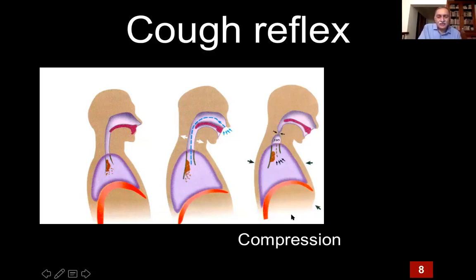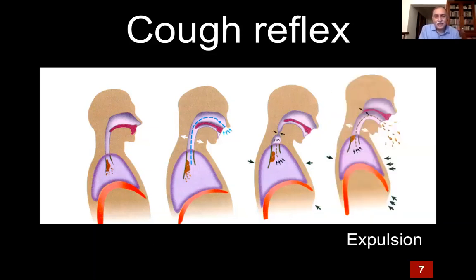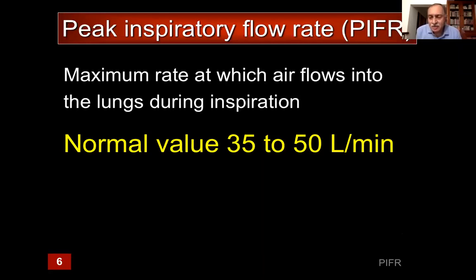Eventually, when the glottis opens out, the pressure that has been generated in the subglottic region is suddenly released. This is what results in the peak expiratory flow rate that we mentioned of 350 to 500 liters per minute in women and 450 to 600 liters per minute in men. This results in expulsion of the foreign body or the phlegm or whatever is there within the tracheobronchial tree. Thereby, the pulmonary toileting gets complete and reduces the possibility of postoperative pulmonary complications.